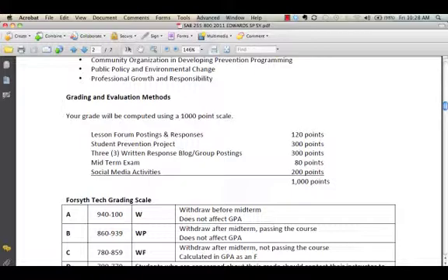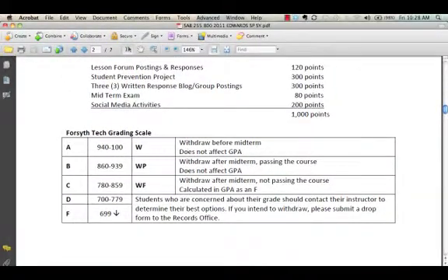We have 3 written responses throughout the semester. Basically, I will give you a topic in late January or so for the first writing, give you a lesson to put together your response, and we will post these in public and have discussions about your postings. A midterm exam is worth 80 points, and we have a variety of social media activities I want us to be involved in and practice with that I hope can be a really fun activity. It is worth 200 points for the total of 1,000 points. The Forsyth Tech grading scale we will follow.